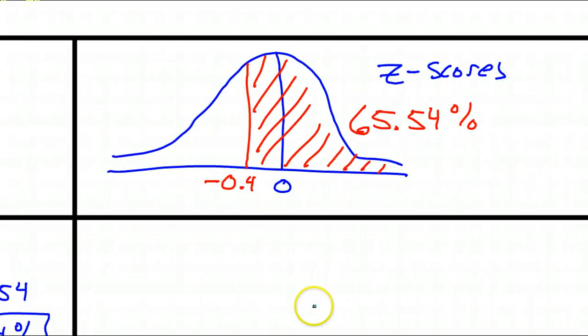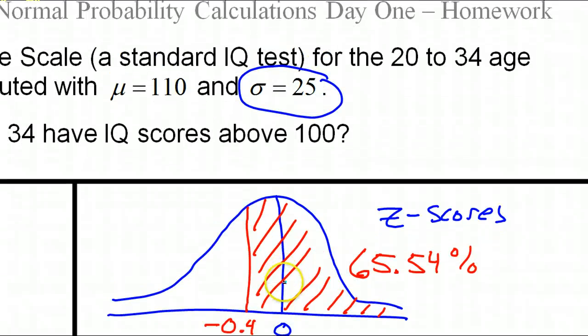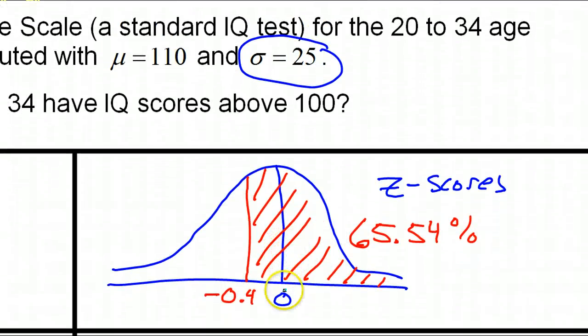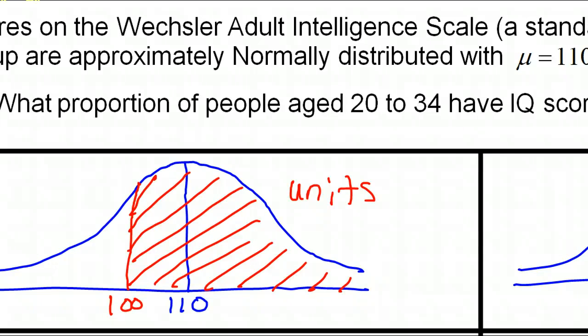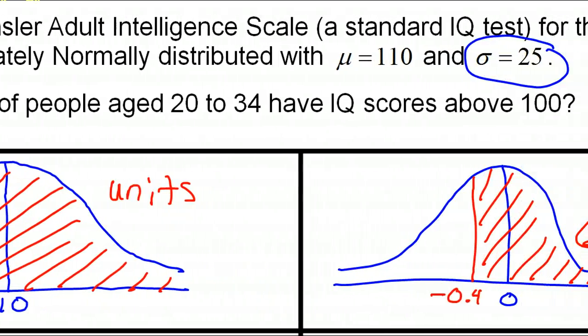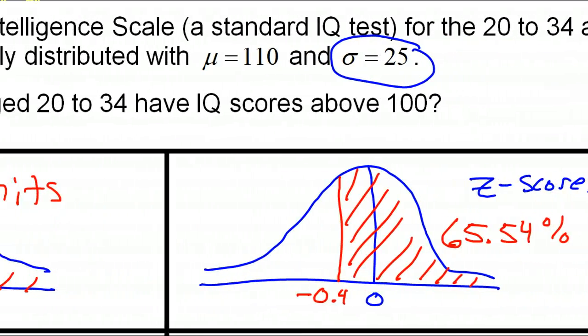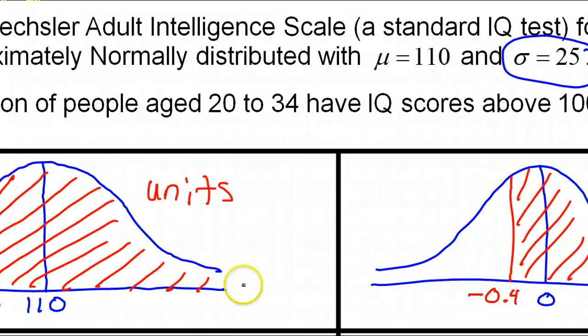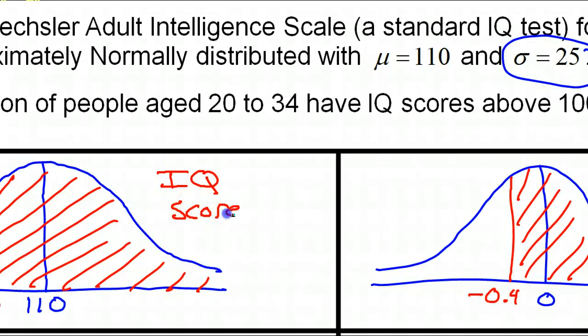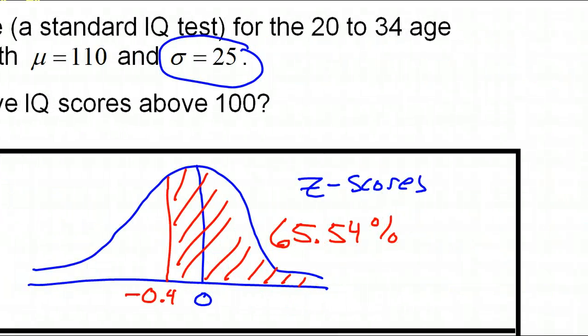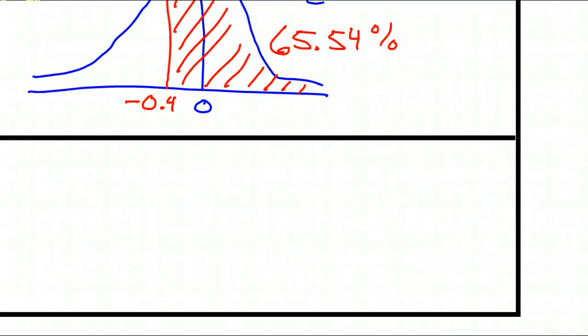Okay, so then the sentence. We were talking about what proportion of people have IQ scores above 100. We're talking IQ score, so right here where I said units, let's just put IQ scores. Okay, IQ scores above 100.